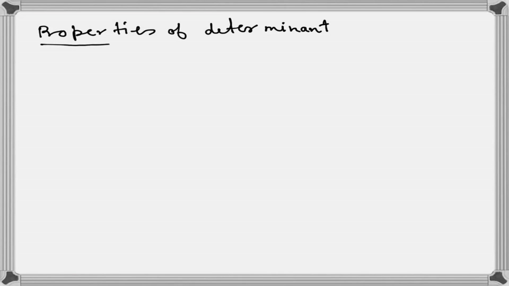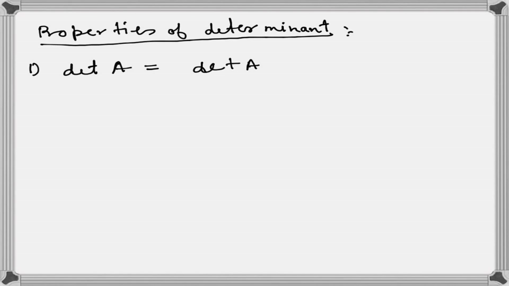All right, so let's see some properties of determinant. I'll list out some important properties of determinant which will be useful while solving problems related to determinants. So the first one is the determinant of A is equal to the determinant of A transpose.